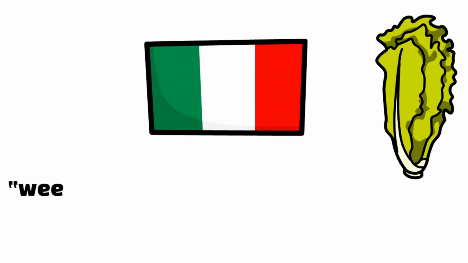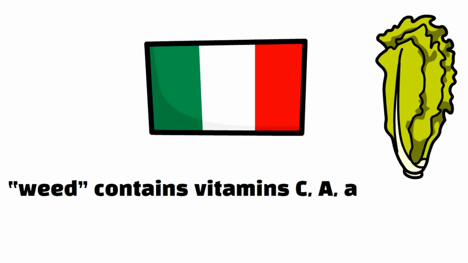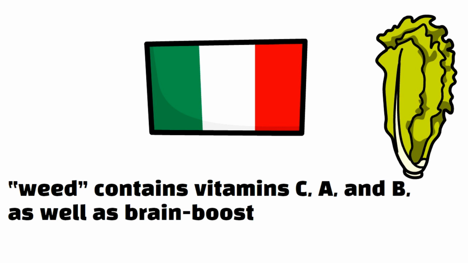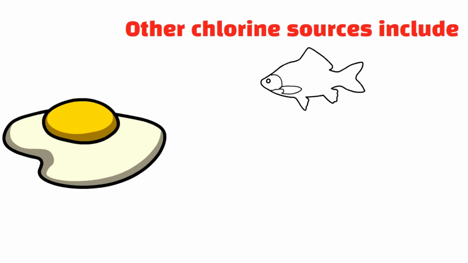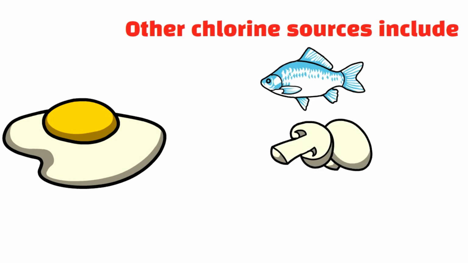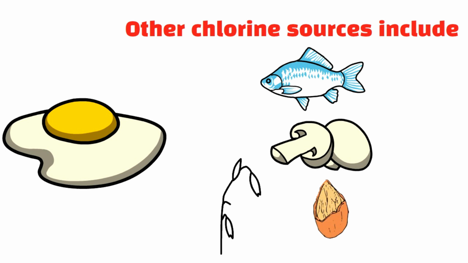The author's secret weapon is dandelion greens, which she grew up eating in Italy. This unassuming weed contains vitamin C, A, and B, as well as brain-boosting minerals like iron, potassium, and zinc. Finally, eggs are a great source of choline, which improves memory function. Other choline sources include fish, shiitake mushrooms, almonds, wheat germ, and quinoa.